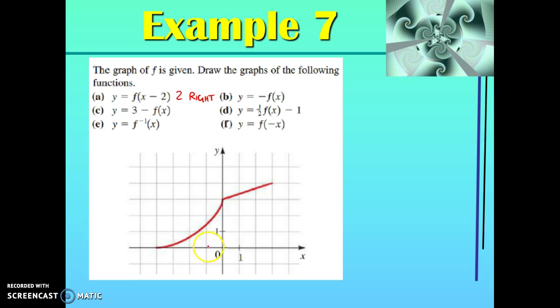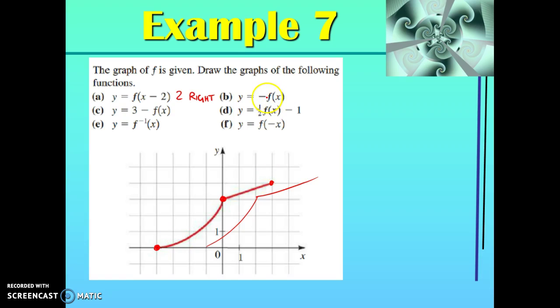Now you could just kind of imagine drawing this over 2 to the right, or you can actually use several key points of the graph and decide where they go. This first key point should have been over 2, so you see I missed a little bit. This key point would have been over 2, so that looks like a success. And this point would have been over 2. By controlling those 3 points, you get a very good idea of where it goes.